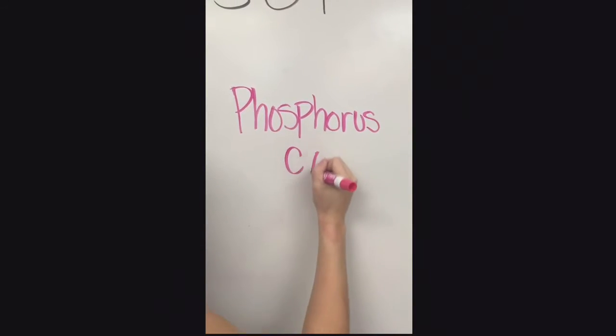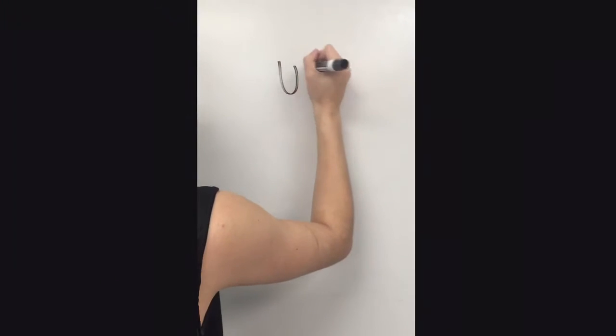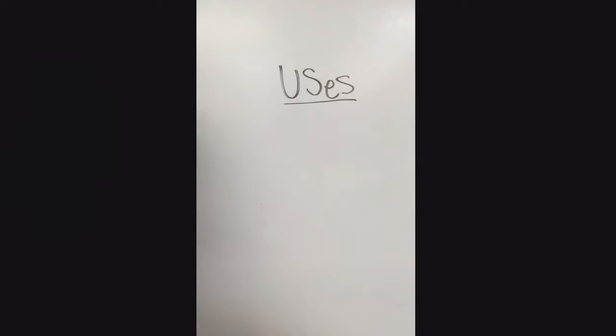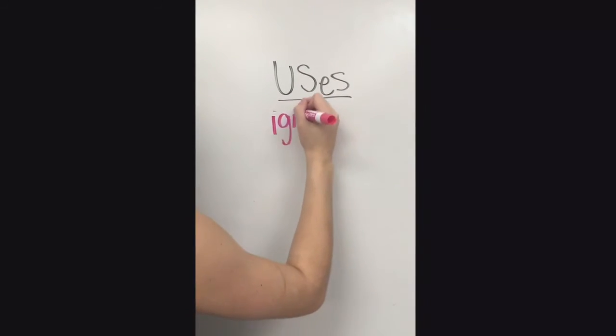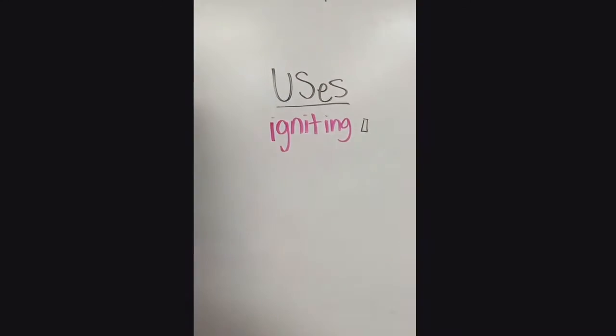The phosphorus cycle. The cycle of phosphorus through the lithosphere, otherwise known as the Earth's crust. Phosphorus is used for igniting things. A good example of this would be matches that make fires and whatnot.